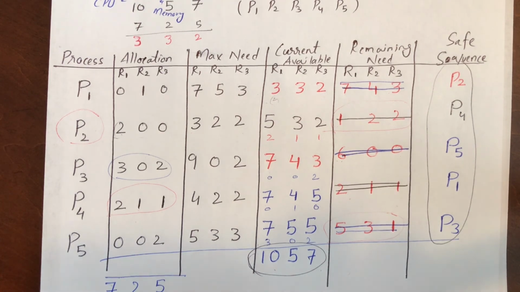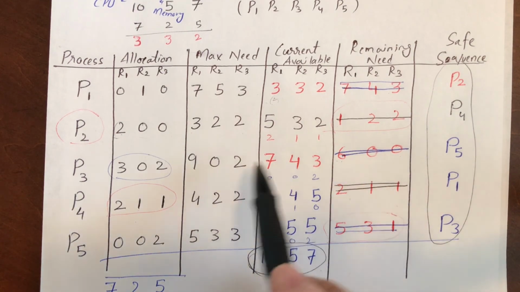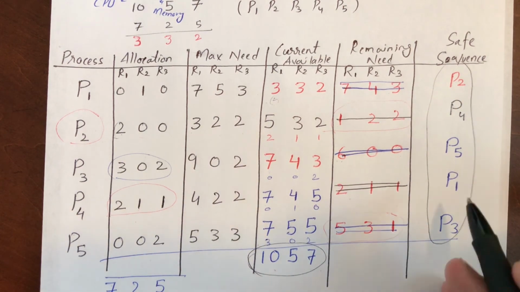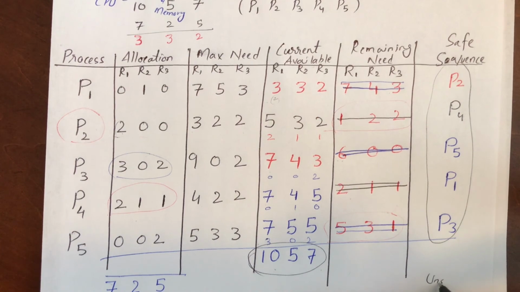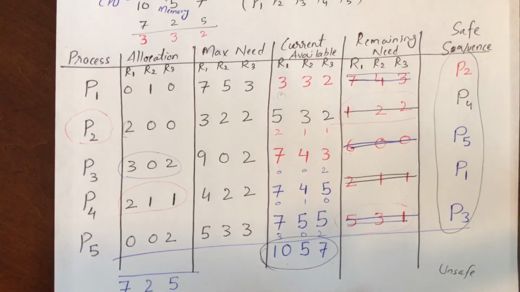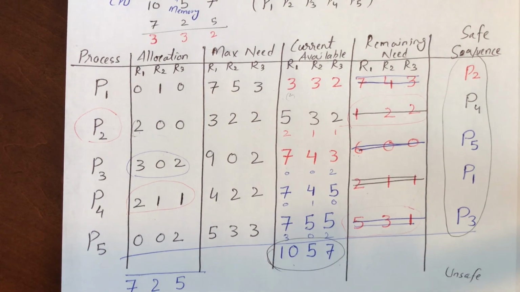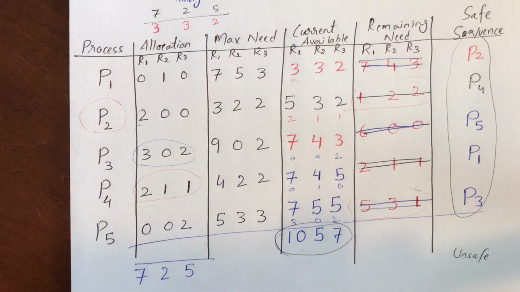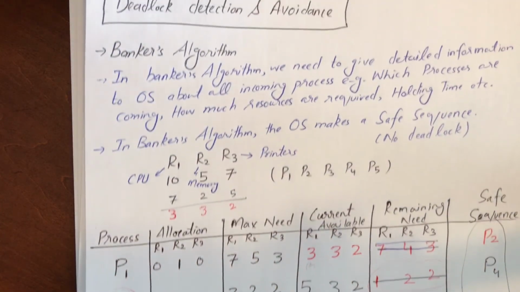Please remember, if at any stage the operating system fails to make a safe sequence like this, it means it is unsafe. And once it is unsafe, it means there is a possibility of deadlock. Of course, there will be no safe sequence. If you cannot make such a sequence, it means deadlock will definitely occur. So this is the Banker's algorithm.